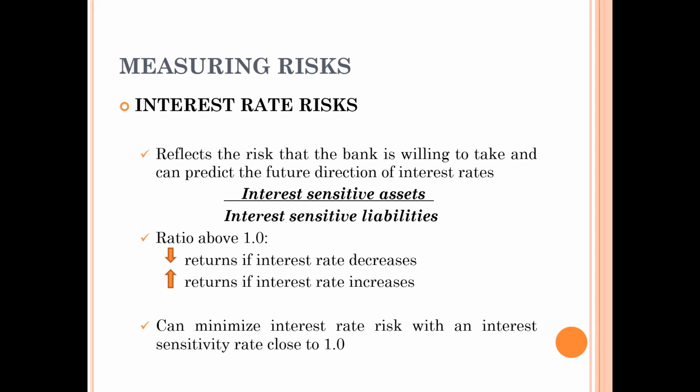It also reflects the risk that the bank is willing to take and can predict the future direction of interest rates. So the formula is interest-sensitive assets over interest-sensitive liabilities. When the ratio is above 1.0, there are lower returns if interest rate decreases, higher returns if interest rate increases. A bank can minimize interest rate risk with an interest sensitivity ratio close to 1.0.